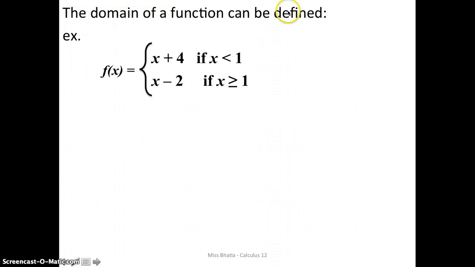So the domain of a function can be defined by, say for this example, if we wanted to have a function where x is less than 1, we're going to use this relationship. Now for the same function, when x is equal to or becomes greater than 1, our relationship changes to x minus 2. So let's graph this. What does this look like when we see a discontinuous function that is presented to us like that?